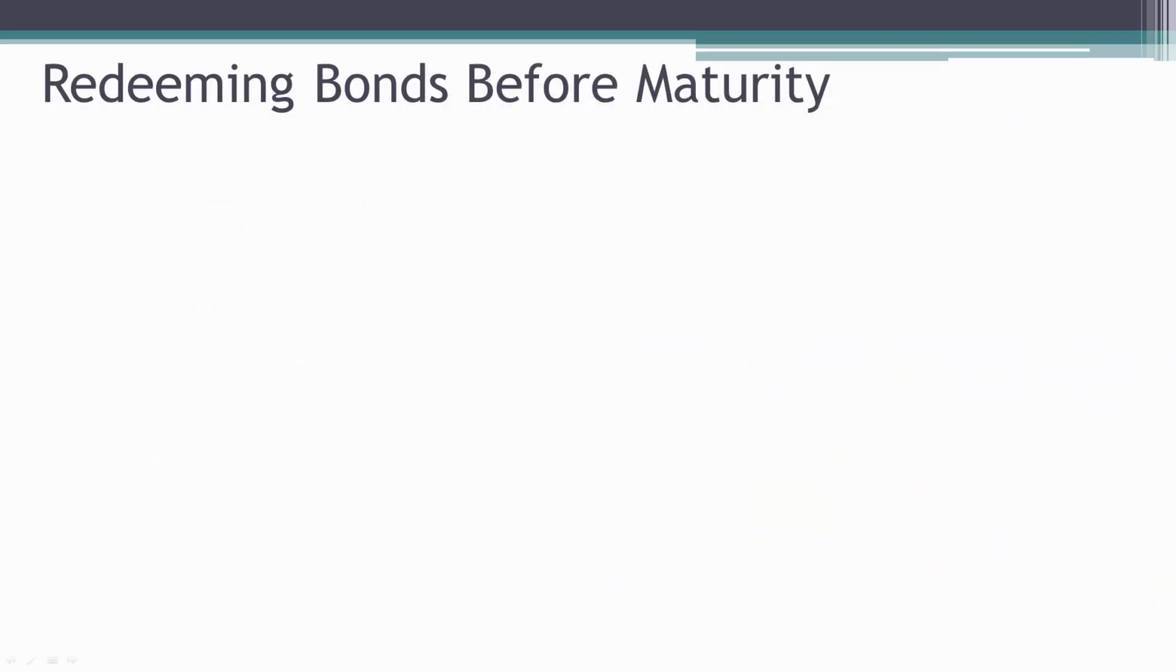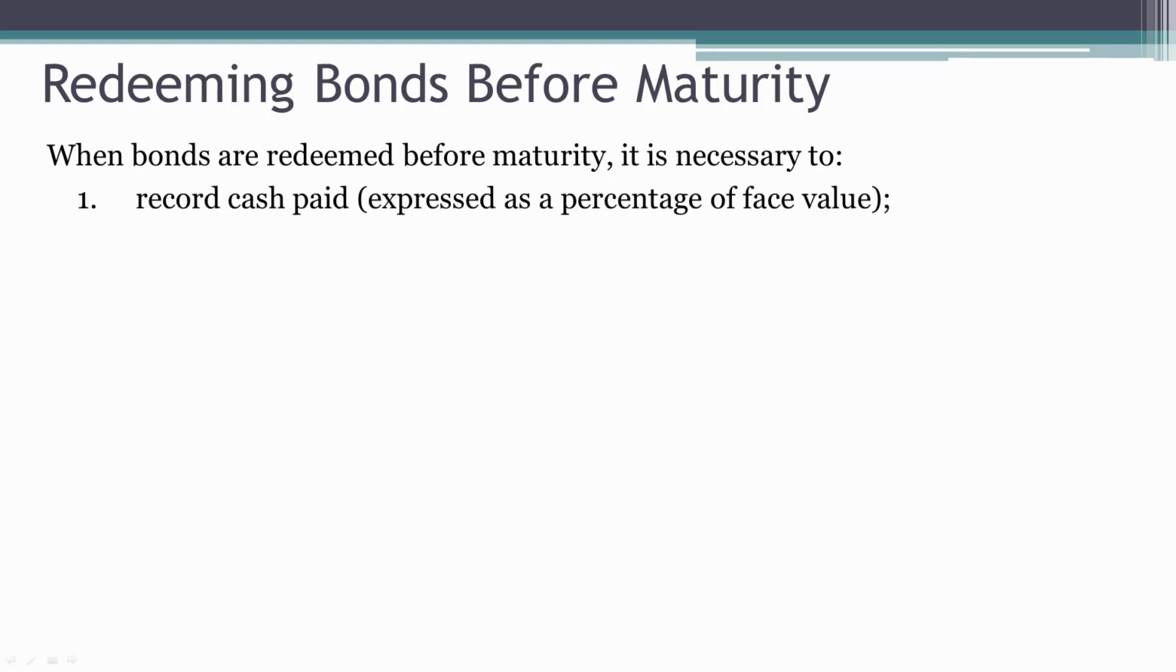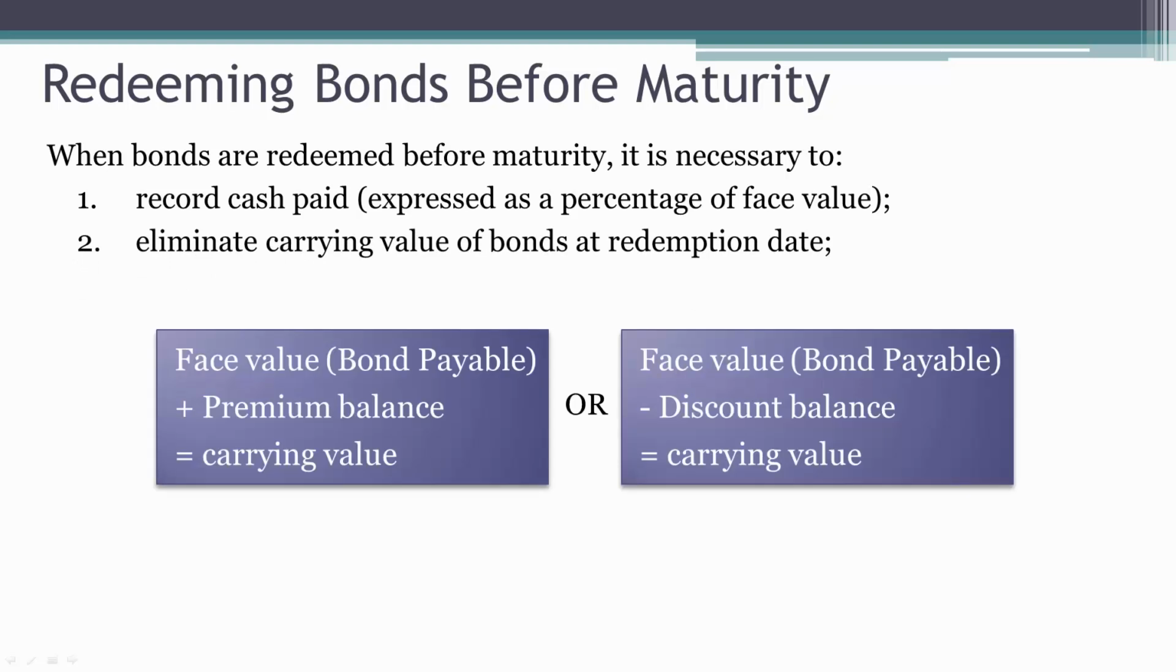So when we're redeeming the bonds before maturity, the first thing you need to do is to calculate the cash that is paid to redeem the bonds. And that cash amount is usually expressed as a percentage of face value, just like it is when the bonds are initially sold. The next thing you need to do is eliminate the carrying value of the bonds at the redemption date. The carrying value is the face value of the bond plus the premium balance or minus the discount balance for that bond. And then lastly, you need to recognize a gain or a loss on the bond redemption.